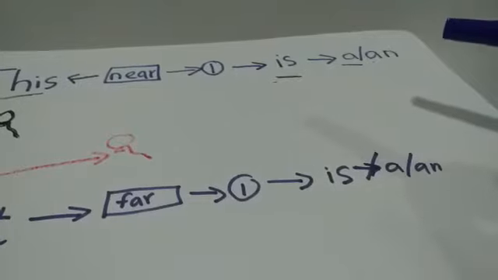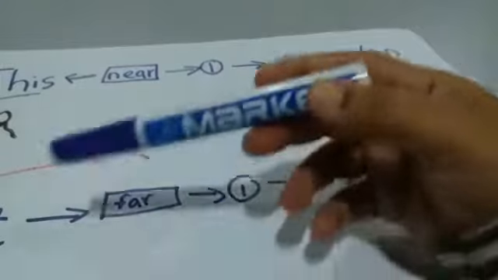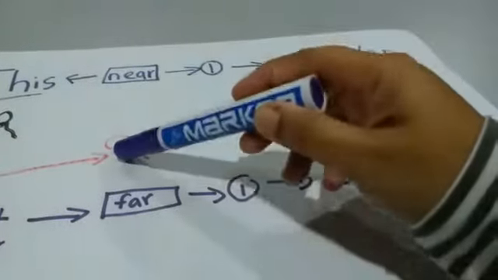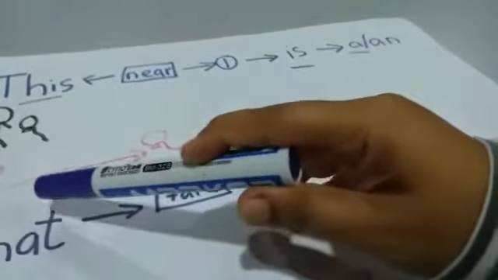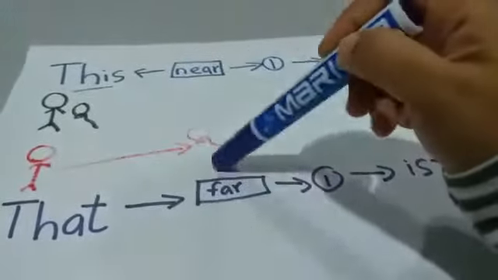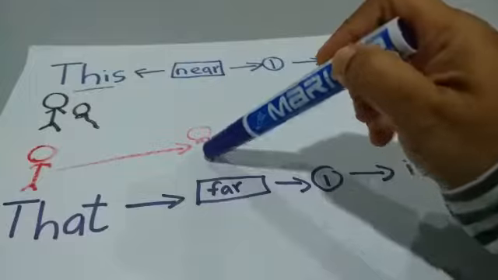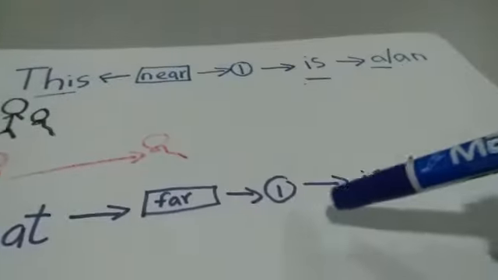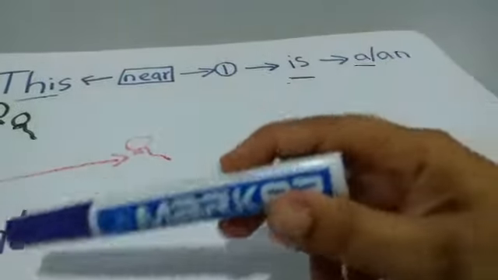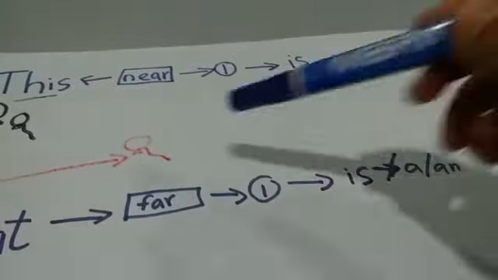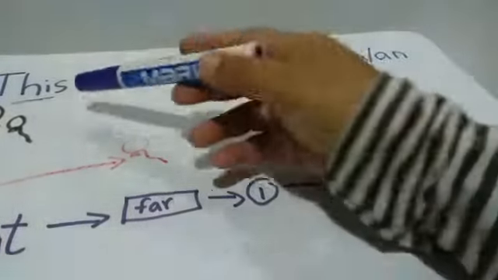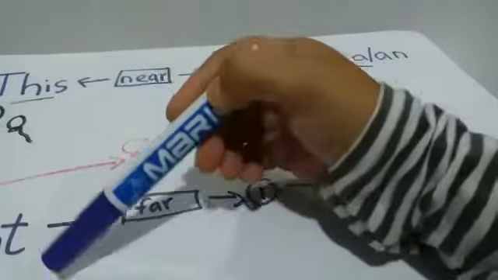So that is also used for objects that is one, and also you are going to use is, a, and an. Now you can see the balloon is far away from you, there's one balloon. That is why you're going to use that is a balloon. That is how you're going to use this and that.